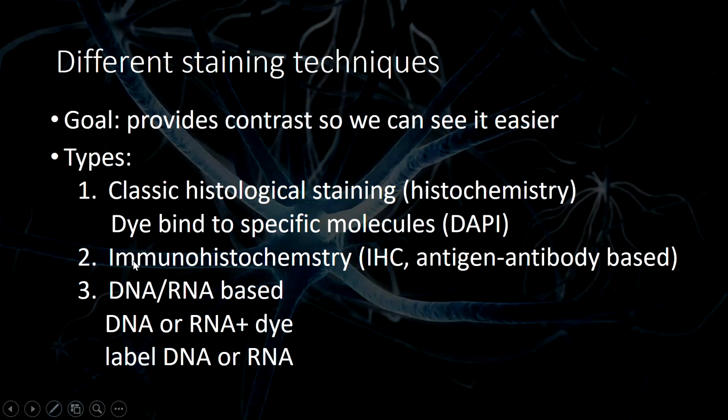And the second type is immunohistochemistry, the IHC. For this type of stain, we'll use antibody-based staining. We're going to talk about this next week. And then the third type is RNA or DNA-based. In this situation, we'll label RNA or DNA with a dye. And this RNA or DNA, we call a probe. Then this probe will label DNA or RNA in your tissue.